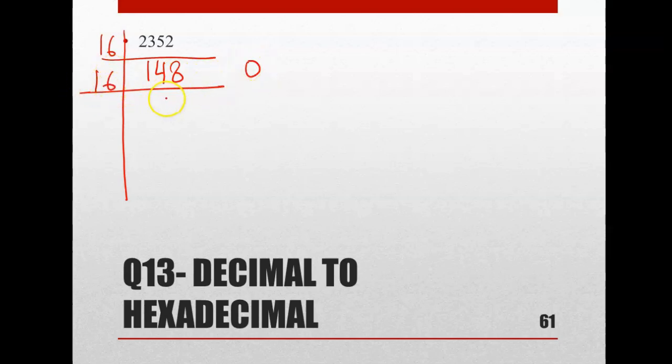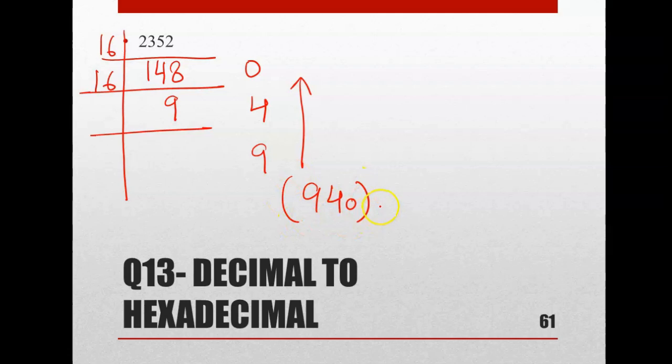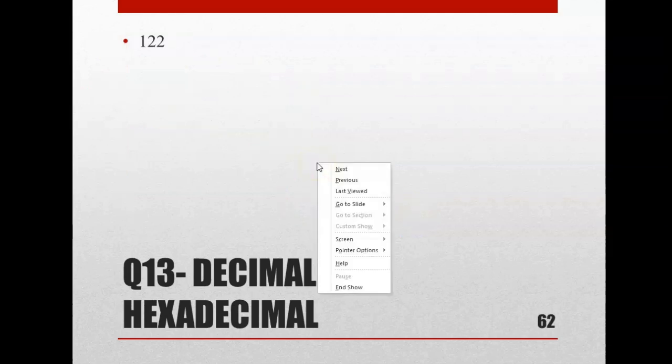Now again you will go for 148. So 16 times 9 is 144, and the remainder is 4 here, and 9 is not divisible by 16, so this would be the remainder. Now the answer is 940, and the base value is, it is in hexadecimal form, so the base value is 16. Well, this is the second part given under question number 13 only.